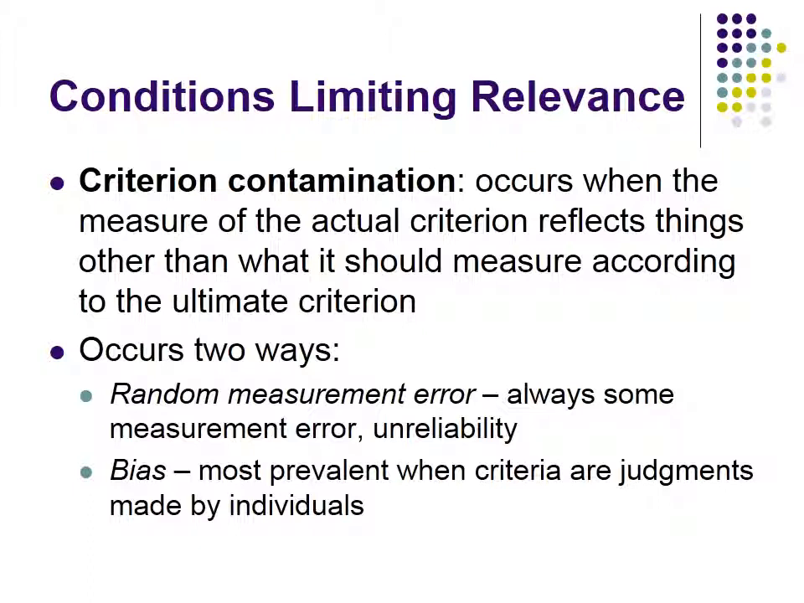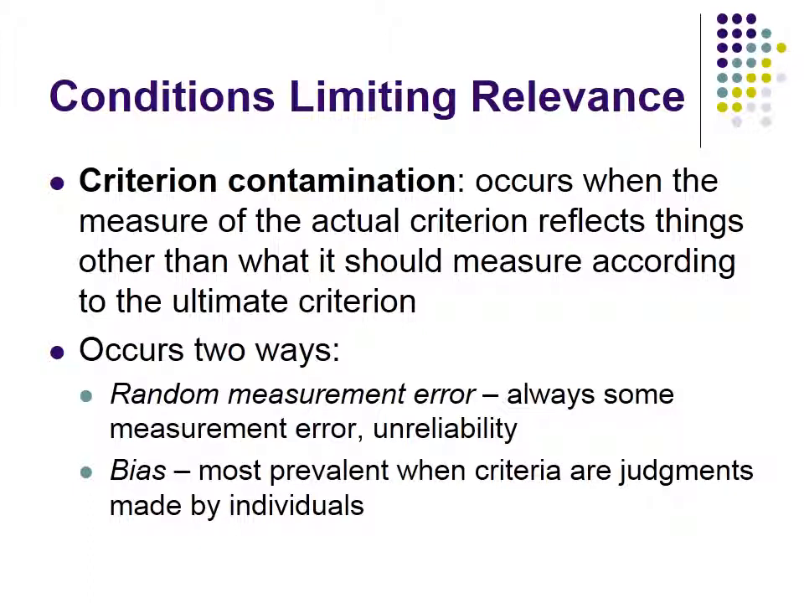So this can happen two ways. The most common way we see criterion contamination is random measurement error. There's always some measurement error and unreliability. But when we are talking about distributional errors, that would be random measurement error. If we have some people that are always rating people highly, always rating people lowly, if you have those kinds of errors occurring, that basically means that the measurement itself has problems. So instead of capturing performance, we're capturing the rater's own errors. And that's a problem.